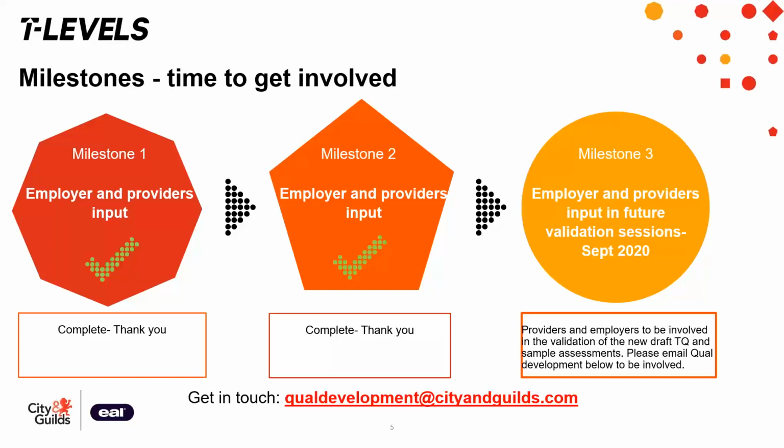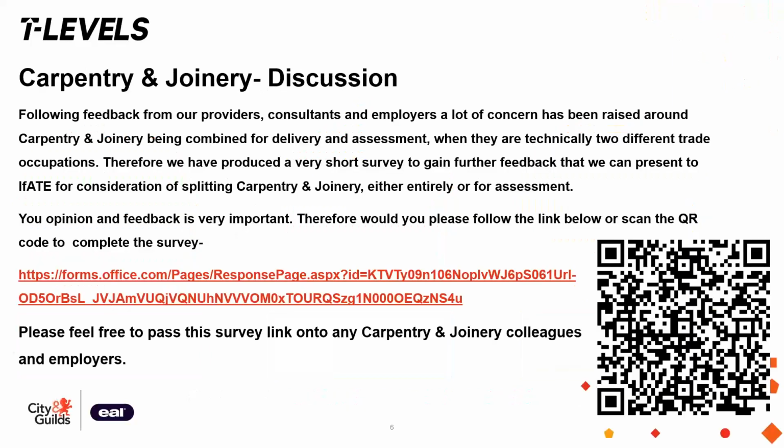And the next slide we're going to go on to now is a bit of a discussion, a bit of a plea. Through the validation for milestone 2, we had a lot of discussion, not just with the providers and our consultants, but with employers as well. And there's been quite a lot of concern raised around carpentry and joinery, because they've been combined for assessment and delivery. Ultimately that's not necessarily City and Guilds' fault, that's just the way it was presented to us from IfATE, that carpentry and joinery were together.